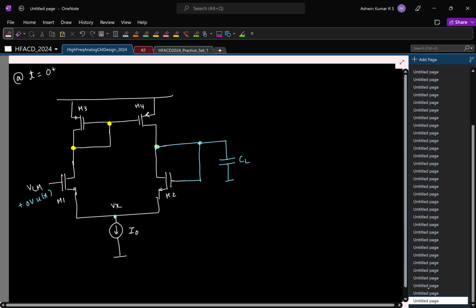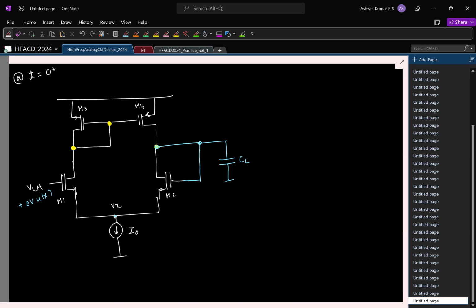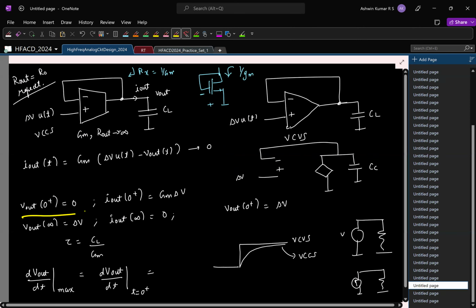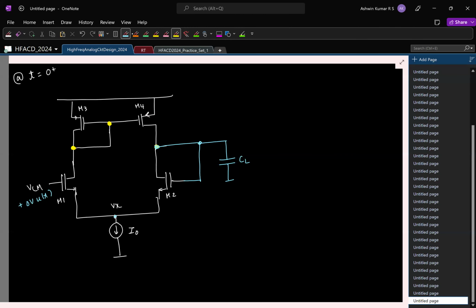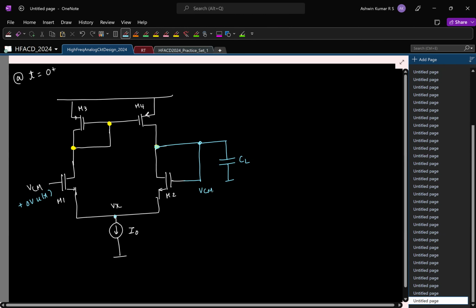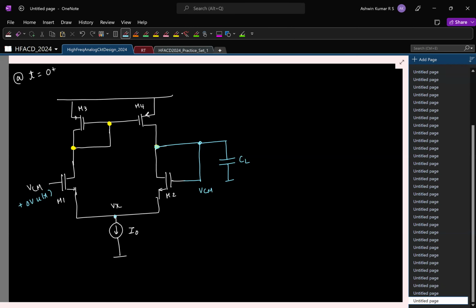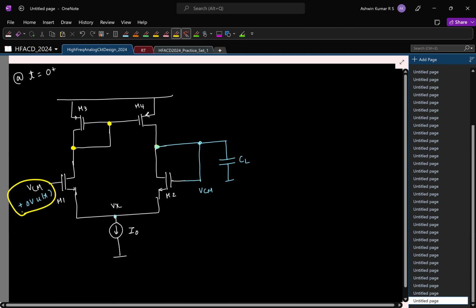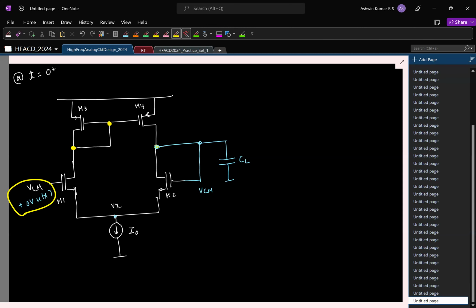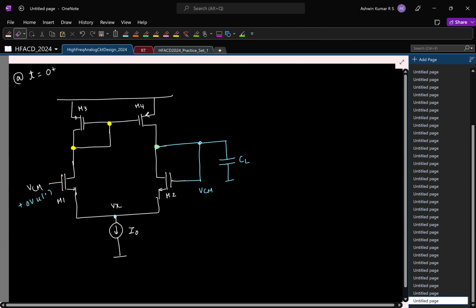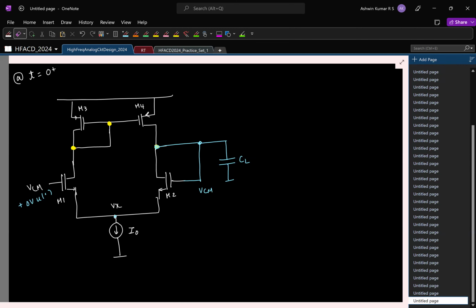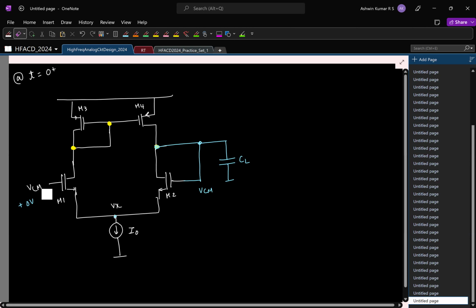At t equal to 0 plus, we already know what the output is. Output is 0. Incrementally, it is 0. So which means if I measure the total voltage, it's going to be the VCM. And what is this voltage at t equal to 0 plus? It's not a trick question. No. It's VCM plus delta V u of t at t equal to 0 plus.